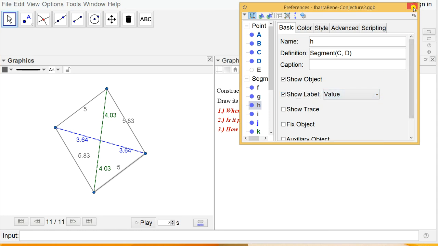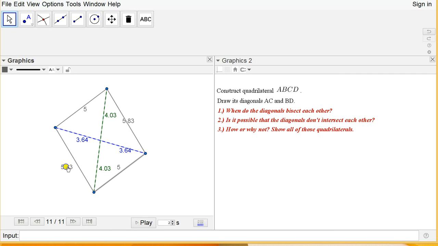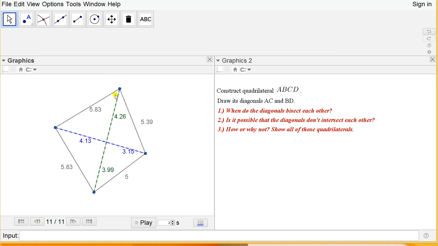So after we have those, right, when we got the bisecting case, we got those opposite sides have the same length, right? And for other cases, it's not. So through this activity, they could answer the first question: when these diagonals are bisecting each other, the opposite sides of this quadrilateral have the same length, or something like that, right?